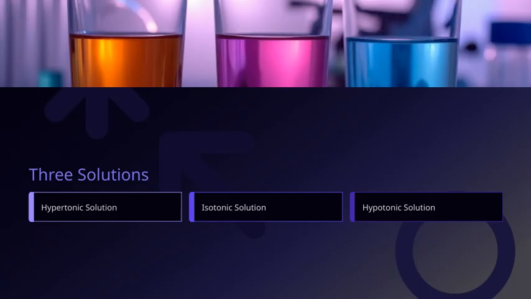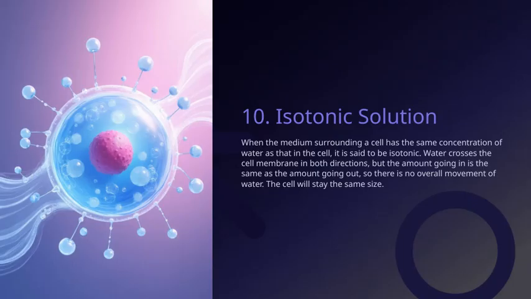Understanding these solutions helps us see how cells regulate their internal environment and respond to different conditions. Now, let's talk about isotonic solutions. When the medium surrounding a cell has the same concentration of water as the inside of the cell, we call that an isotonic environment. In this case, water molecules move across the cell membrane in both directions, going in and out. But the key point is that the amount moving in equals the amount moving out. So, there's no overall movement of water, and the cell maintains its size.